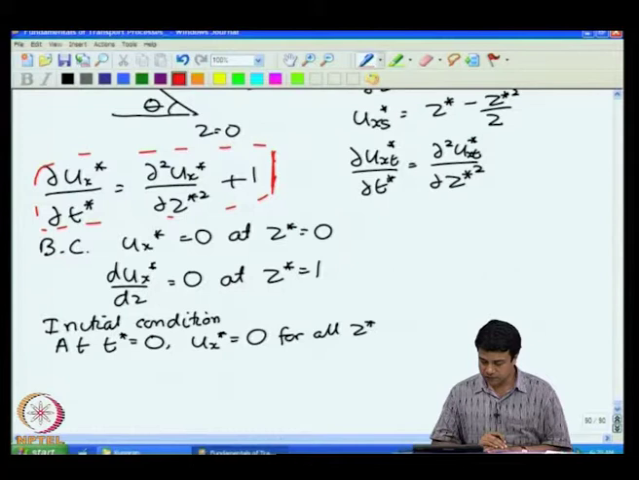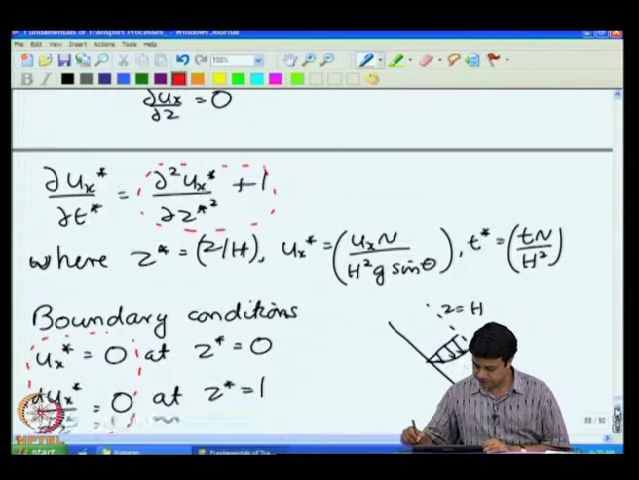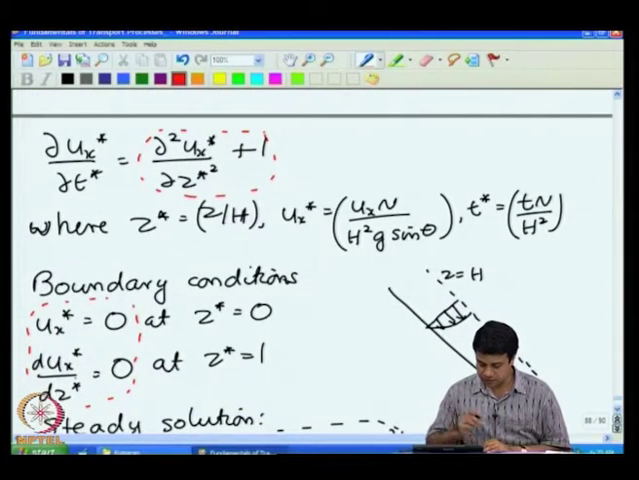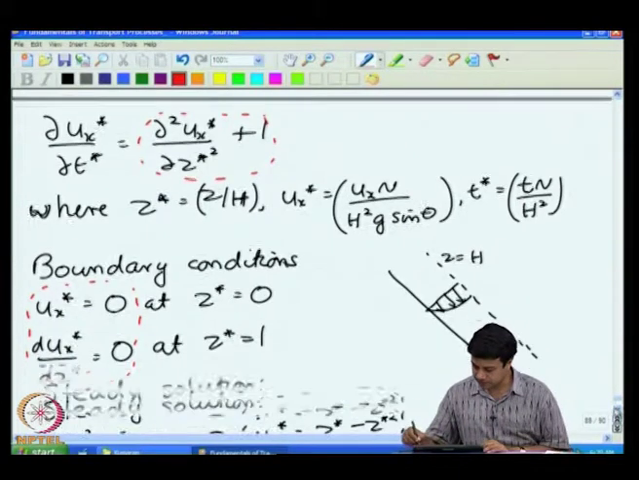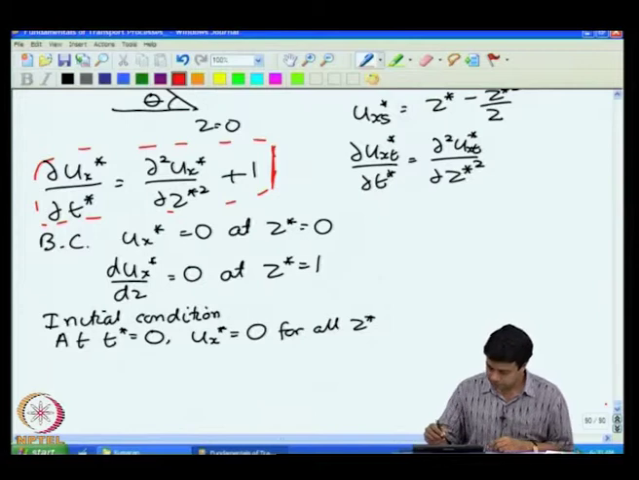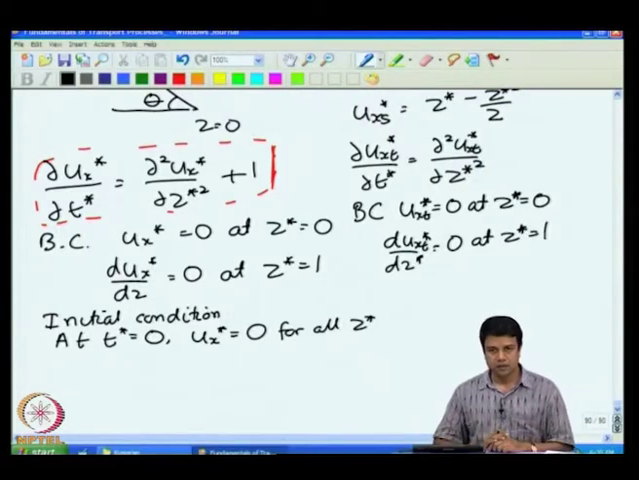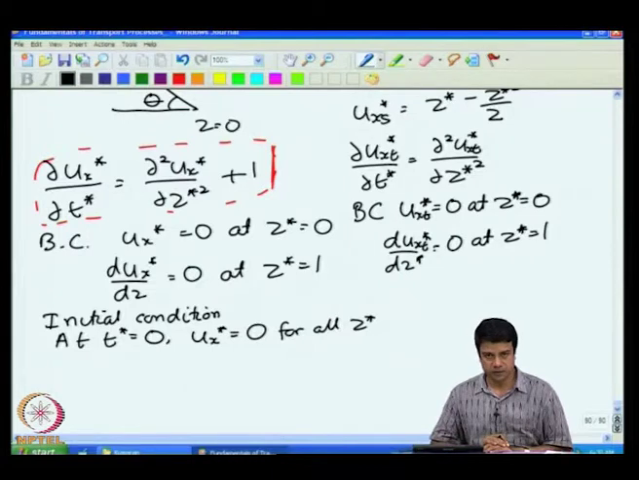For the total velocity field, I have ux is equal to 0 at z is equal to 0, derivative is 0 at z is equal to 1. For the steady part, I have exactly the same boundary conditions. Ux is equal to 0 at z is equal to 0, and the derivative is 0 at z is equal to 1. That means that the equation for the transient part will also have boundary conditions on ux and dux by dz. Okay. So, it has the same boundary conditions as the steady part and the total velocity profile.